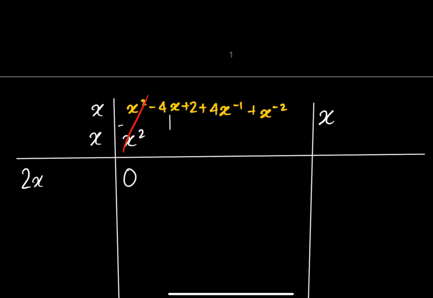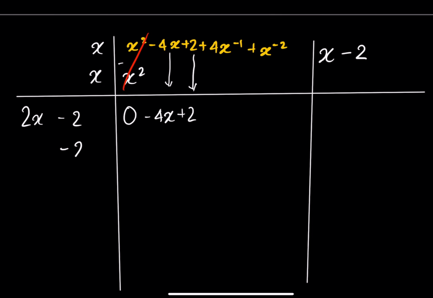So now we're going to pull down our next two terms, which are 4x and 2. And now we're going to think about it. What do we multiply by 2x to give us negative 4x plus 2? Well, after a while of thinking, we get negative 2. So we're going to write down our negative 2 right here, so we get x minus 2. And then we're going to write down minus 2 again and draw our next line of our table.